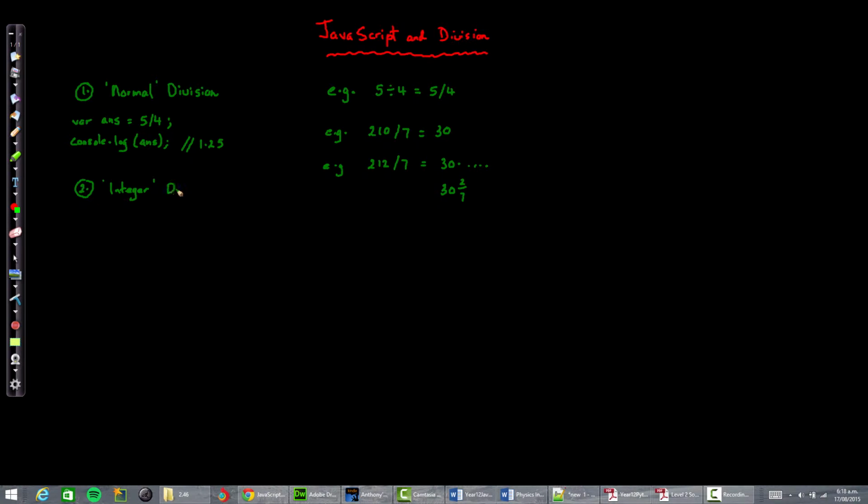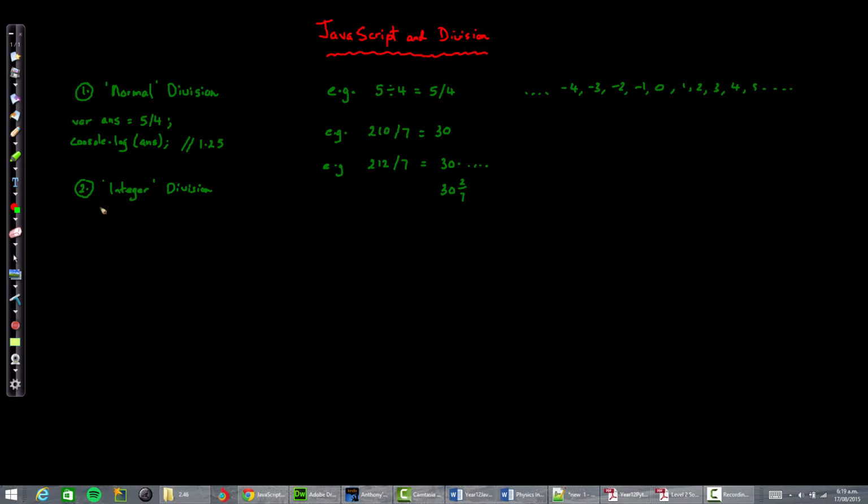You might recall in maths that integers are numbers like -4, -3, -2, -1, 0, 1, 2, 3, 4, 5, and onwards, and also downwards this way. They're numbers that don't have any fractional bits to them. So in this kind of division here, we don't have any of the leftover bits. So how do we achieve that?